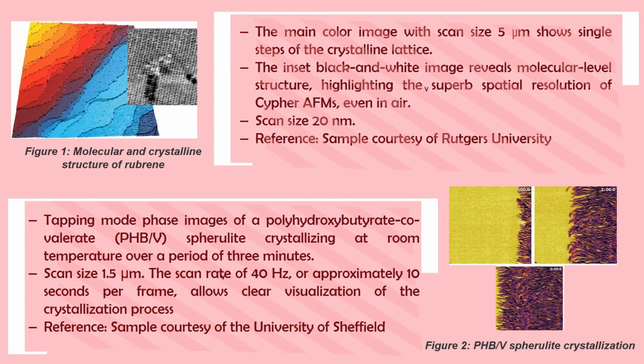For example, Figure 1 shows the molecular and crystalline structure of rubrene. Rubrene is a polycyclic aromatic hydrocarbon used as an organic semiconductor in organic LEDs. The main color image with a scan size of 5 micrometers shows single steps of the crystalline lattice. The inset black and white image reveals molecular level structure, highlighting the superb spatial resolution of AFM even in air.